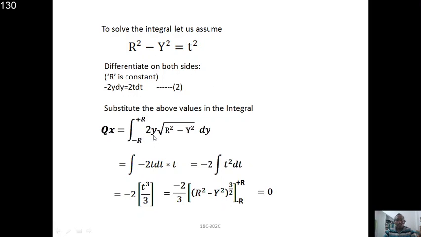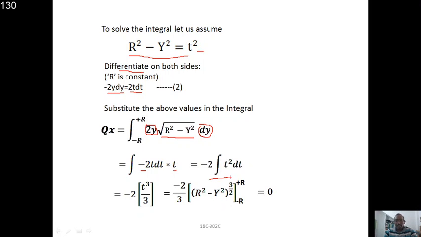To solve this equation, if it has square roots, it is difficult to solve. Hence we assume the term under the square root as t square, as you also do in mathematics. By differentiating on both sides, we get minus 2y dy equal to 2t dt. Hence for 2y dy we take minus 2t dt, and the square root of r square minus y square is equal to the square root of t square, hence it will be t.